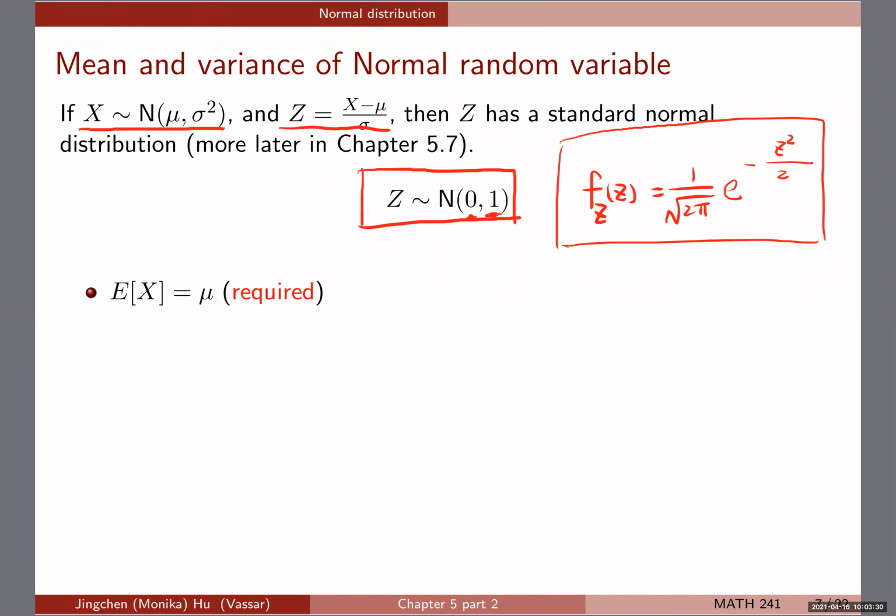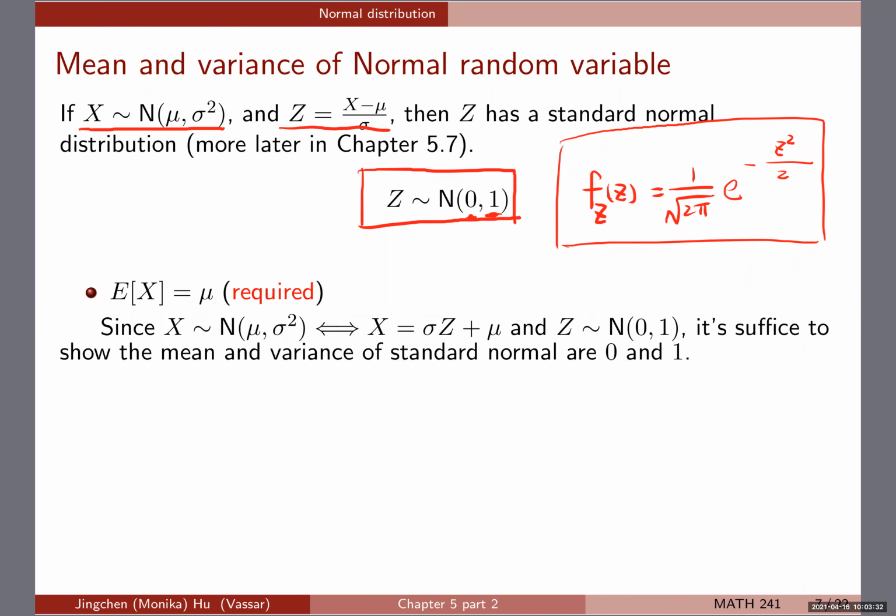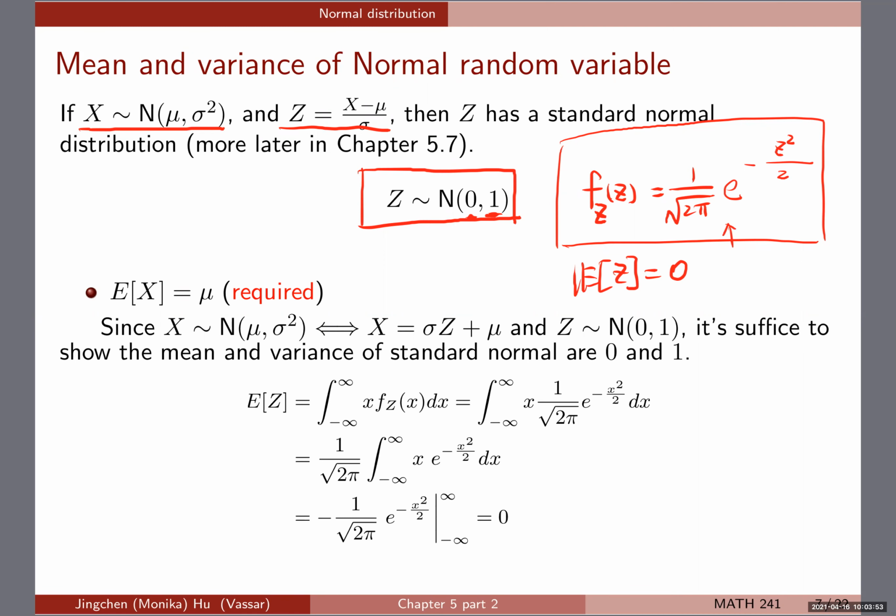Okay, so let's continue. Like I said, since they are equivalent, it's sufficient to show the mean and variance of standard normal as 0 and 1. So here we're trying to show that the expectation of Z is 0, using the fact that we have the PDF of Z. Okay, I'm going to show the result together, but I'm going to walk you through so it's easier instead of me writing all of the notes down here.